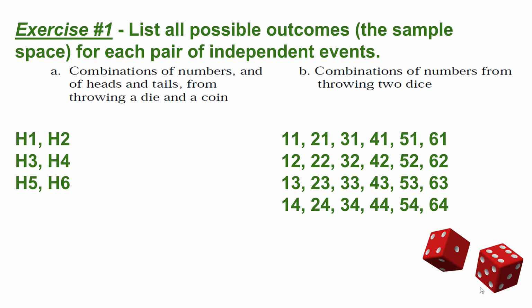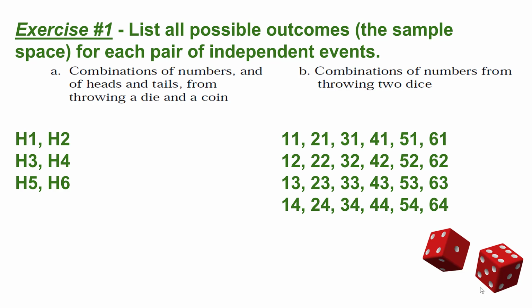Exercise number 1. List all possible outcomes, the sample space, for each pair of independent events. Over here, A and B, I did half of them for you, and I want you to continue and finish the question. So they want to know all the combinations of numbers and of heads and tails from throwing a die and a coin. So you're rolling 1 die with 6 sides and you're flipping a coin. That means you have 6 sides on the die, so there are 6 possible outcomes. The coin has 2, so you're going to have altogether 12 possible outcomes.